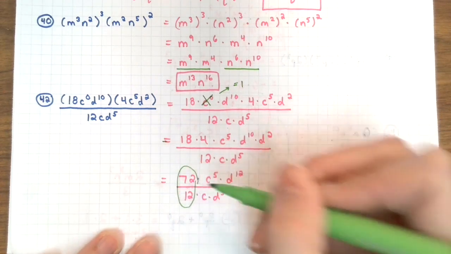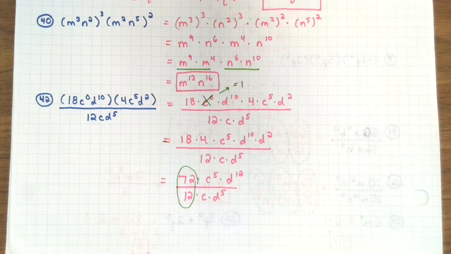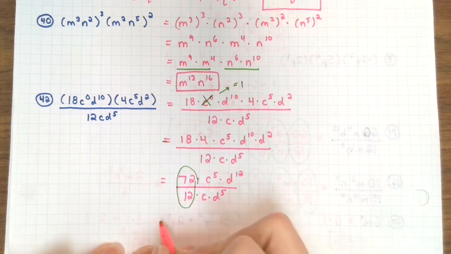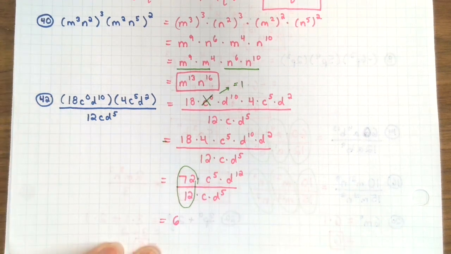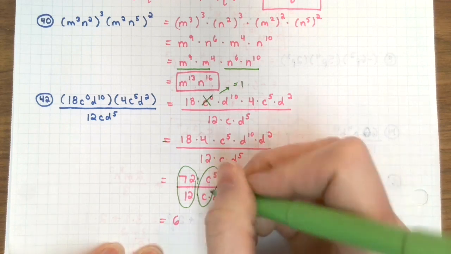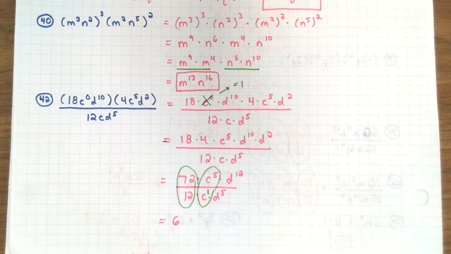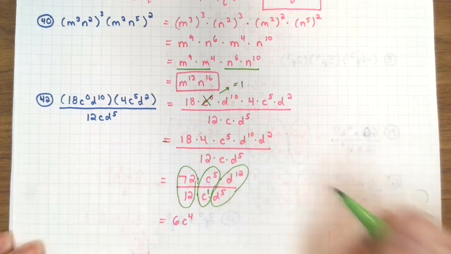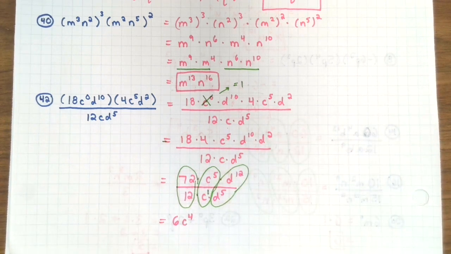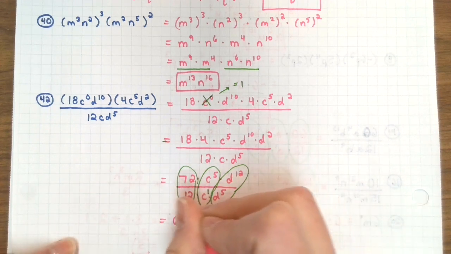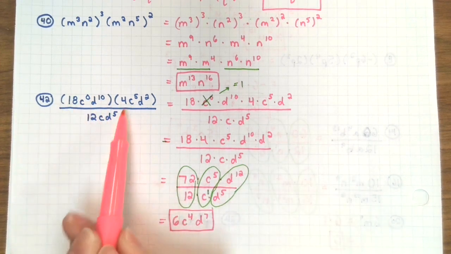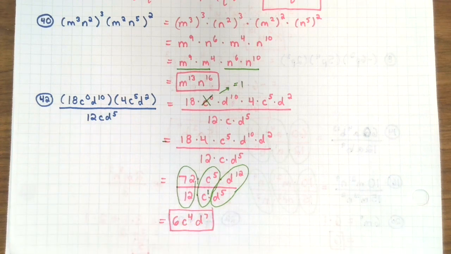So 72 divided by 12 is 6, so that's going to turn into 6. C to the 5th divided by c, again, remember there's a 1 on this variable, so we're going to subtract those. 5 minus 1 is 4, so this is going to be c to the 4th. And then d to the 12th over d to the 5th. Again, we'll subtract those exponents. 12 minus 5 is 7, so this will be d to the 7. And that's our simplified expression. So this entire expression here turns out to be just this small expression here after we simplify.